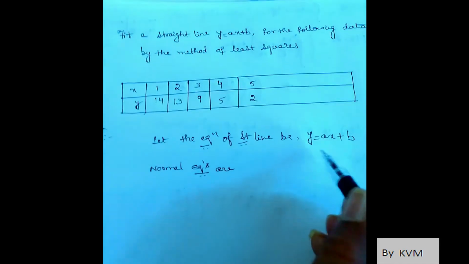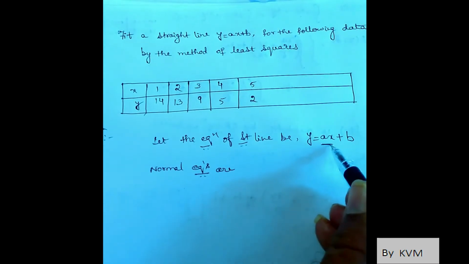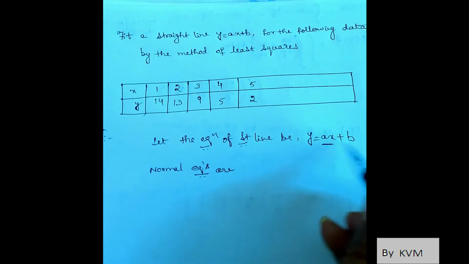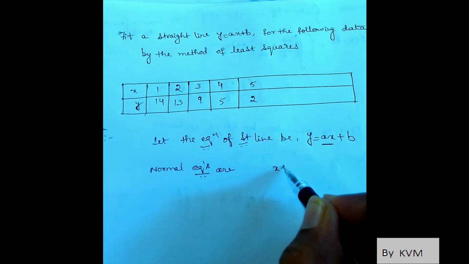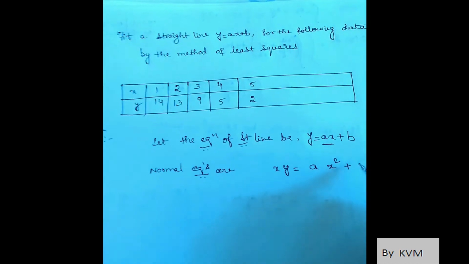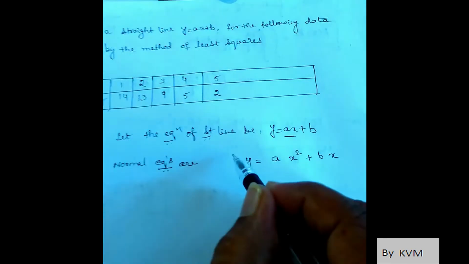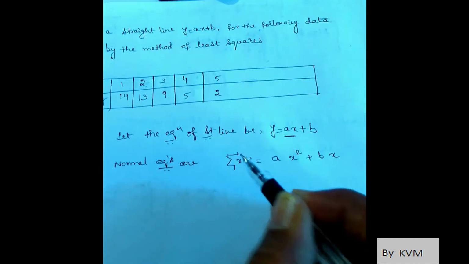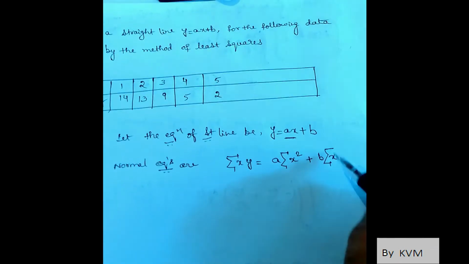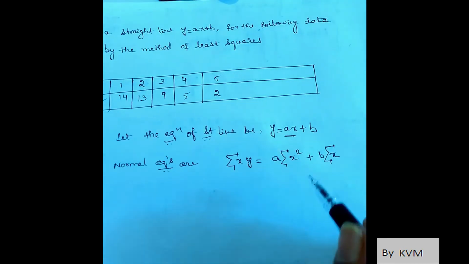Normal equations are, so now here the first term is ax. So the power of x is 1. So multiply x on both sides. So we get xy equals a into x square plus b into x. So after multiplying x on both sides, take sigma. So the equation becomes sigma xy equals a into sigma x square plus b into sigma x. So this is the first normal equation.